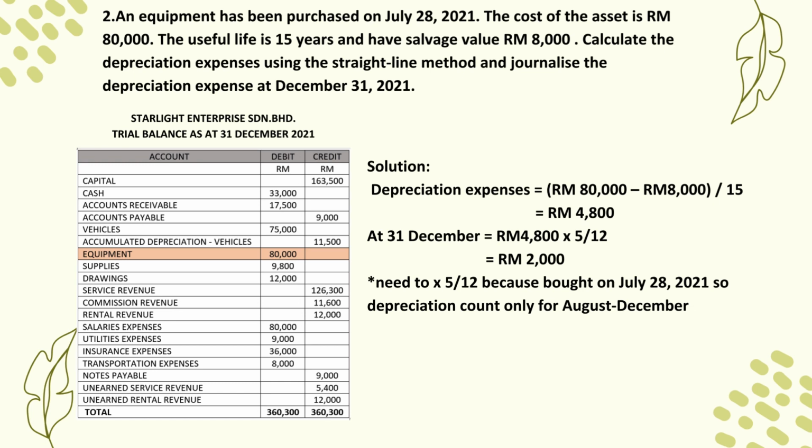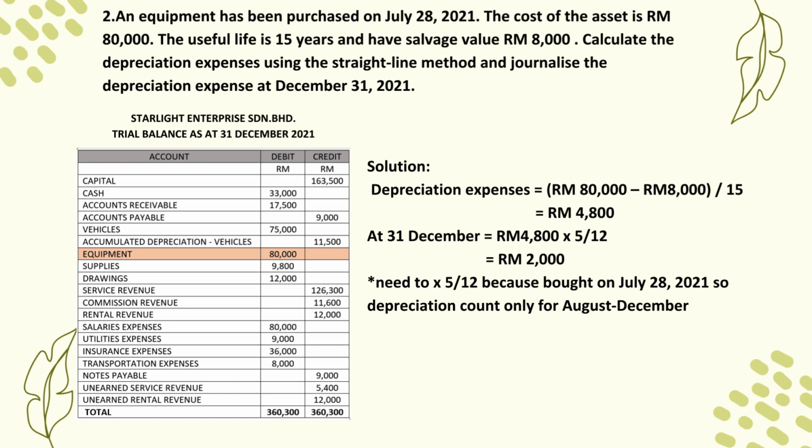The first one is, an equipment has been purchased on July 28, 2021. The cost of the asset is 80,000 ringgit. The useful life is 15 years and it has a salvage value of 8,000 ringgit. Calculate the depreciation expenses using the straight line method and journalize the depreciation expense at December 31st, 2021. So this question asks us to calculate the depreciation on a monthly basis.